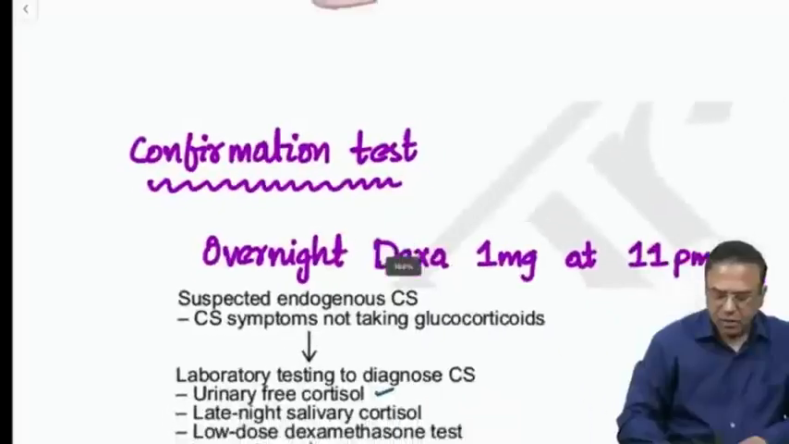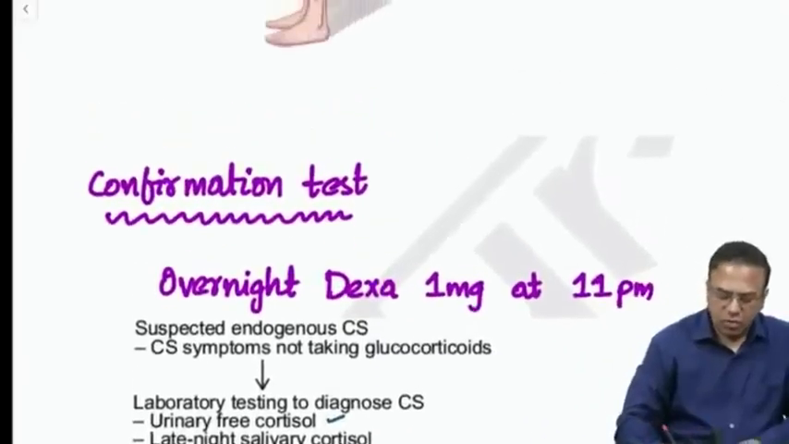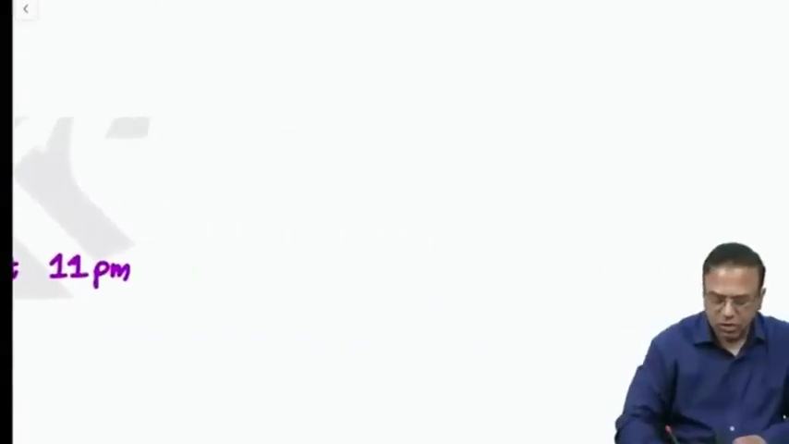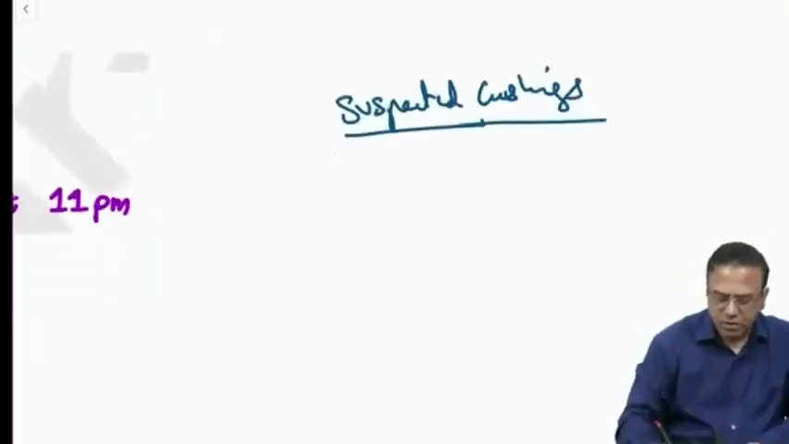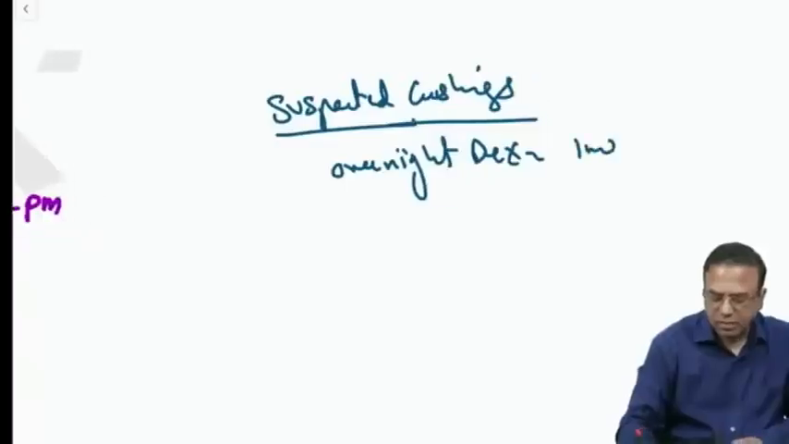Now the main thing in Cushing's is the testing, and this is where the problems are occurring. Now whenever you want to do the initial testing in this patient, the first thing you want to do in a suspected Cushing's is confirm it. So in a suspected Cushing's, the first test you want to consider is doing an overnight dexamethasone suppression test. What is this overnight dexa suppression? Is basically you're giving 1 milligram of dexa at 11 p.m.